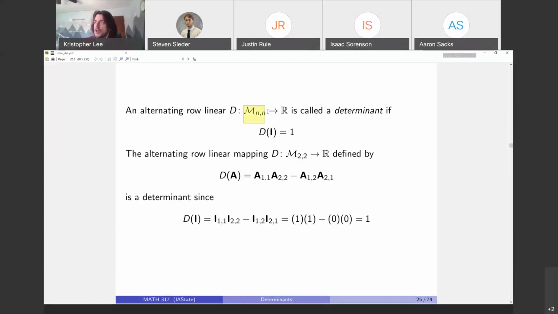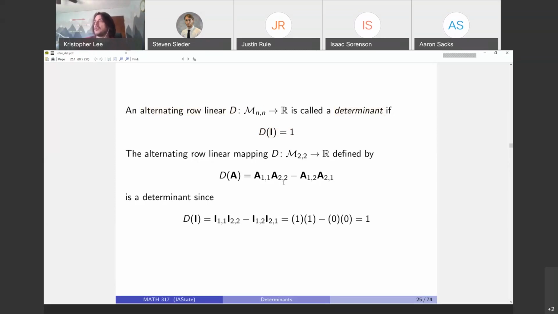It takes matrices and spits out real numbers, and it does a couple of things. So first of all, it's row linear, meaning that if I have a trio of matrices where one of the rows is a linear combo and the other rows are held fixed, then the mapping acts linearly. It is alternating, meaning that if I have distinct rows equal to each other, then the value of d of A is 0. And the thing that makes it a determinant is if it sends the identity to 1.